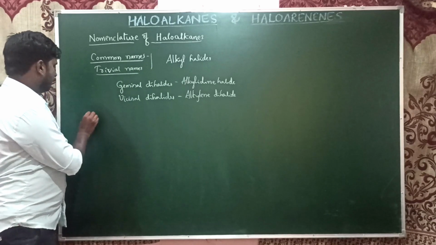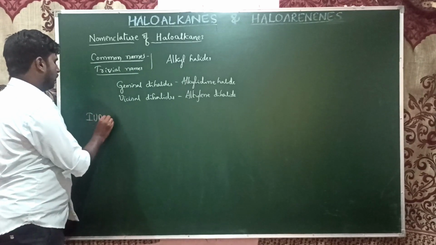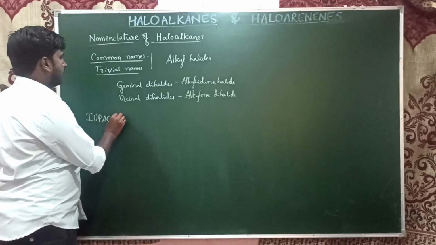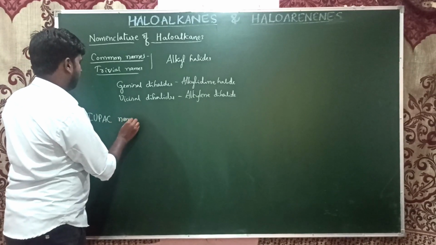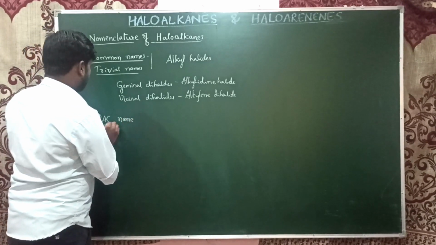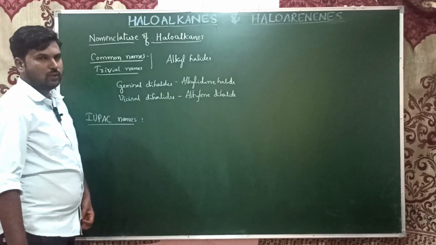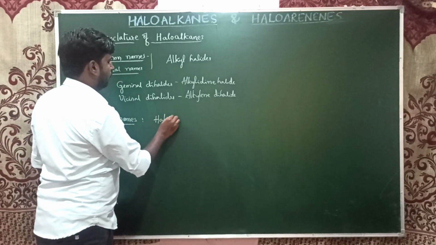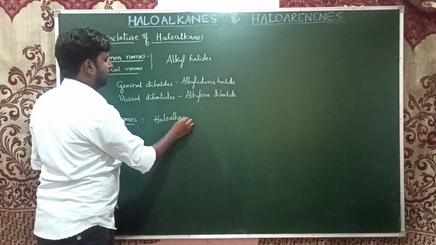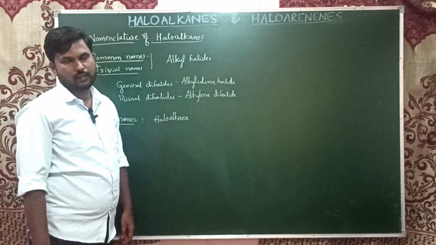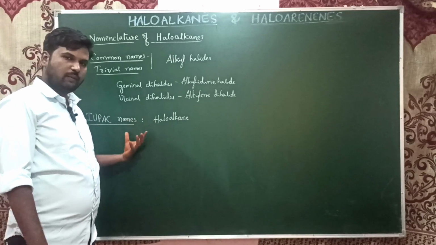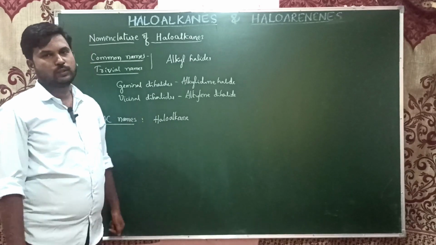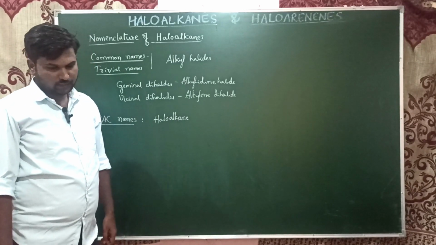When it comes to the IUPAC nomenclature, you all know IUPAC is the International Union of Pure and Applied Chemistry, which has given a set of rules for naming any compound in chemistry. So the IUPAC names follow all the rules of IUPAC, and here haloalkanes will be written as haloalkanes, and haloarenes will be haloarenes. If you have any substituents, they will be written in the prefix with the respective position numbers. So this is how we have the nomenclature of haloalkanes and haloarenes.